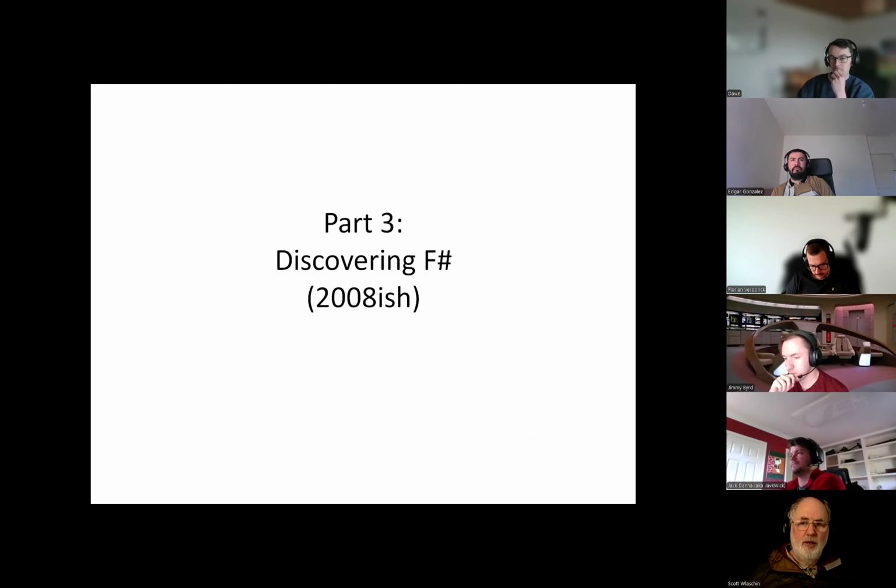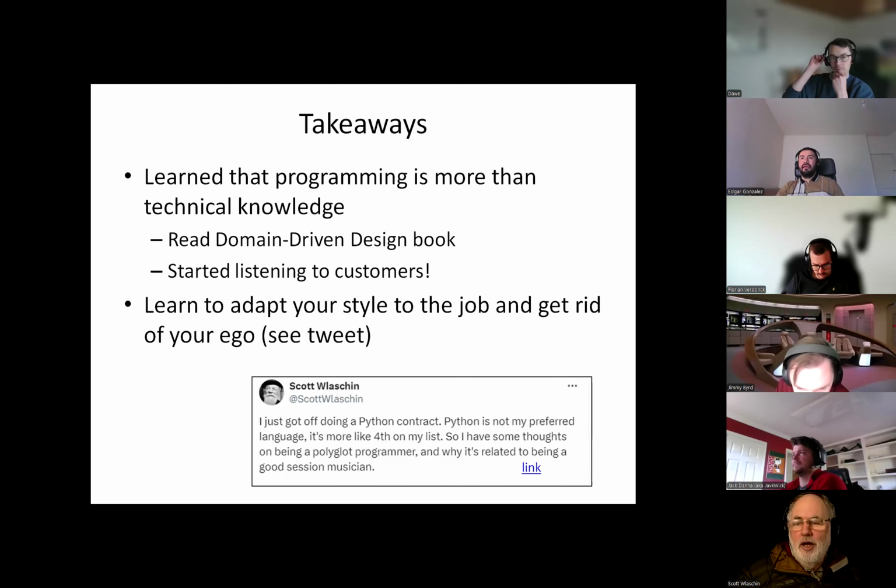And then finally, I discovered F sharp. By the way, any questions? I'm happy to stop now. Just before I get into the F sharp thing, any questions on the beginning?